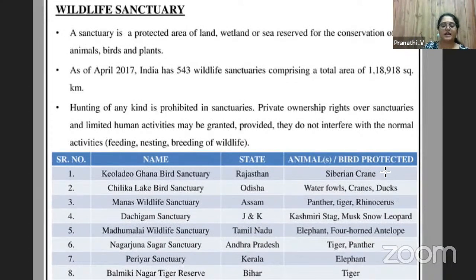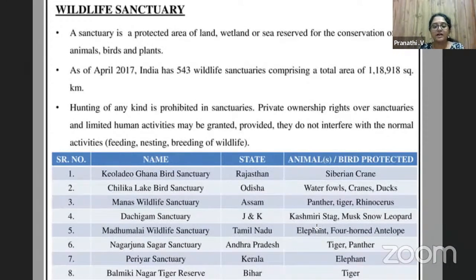So you can see the sanctuary and the names. Some of them have been given over here. Keoladeo Ghana Bird Sanctuary, Chilika Lake, Odisha. So you have the waterfowls, cranes, and ducks that are coming. This Ghana Bird Sanctuary, which is there in Rajasthan, has Siberian cranes coming over for migration purposes.